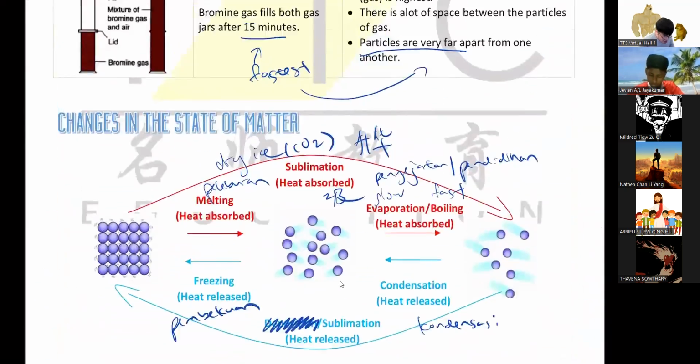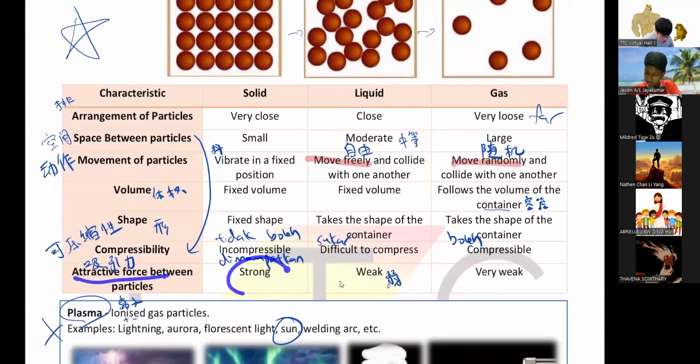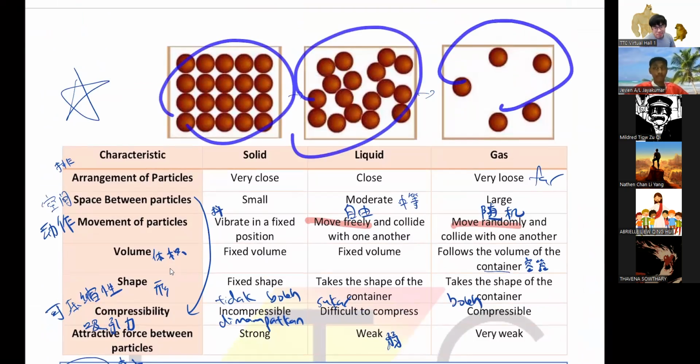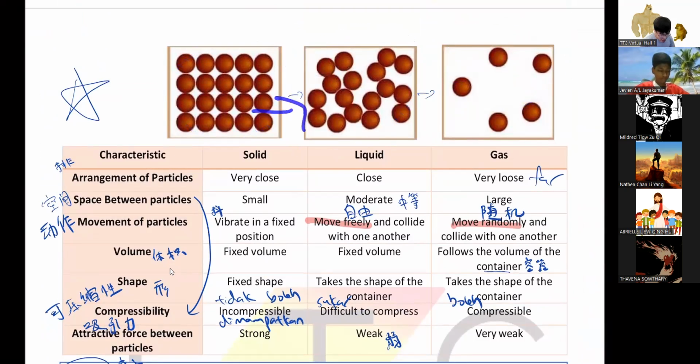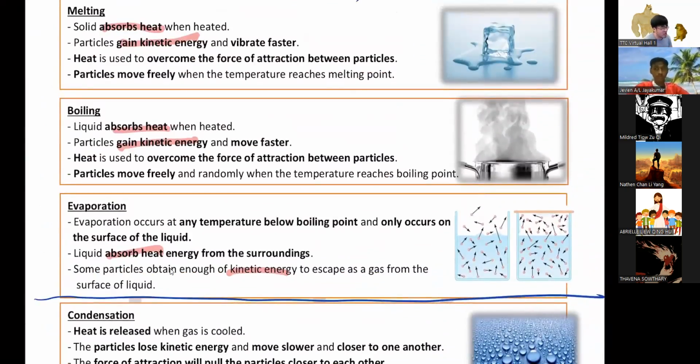Same thing here. That means the force of attraction gets weaker and weaker. As you can see, force of attraction, very strong, very weak, very weak. So they break the bond between them. From very good friends to not so good friends to barely knowing each other. They are like having a breakup now. They absorb energy, then they break up. So that's your melting, boiling, and evaporation. Easy peasy, huh?